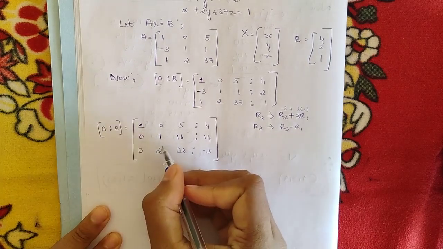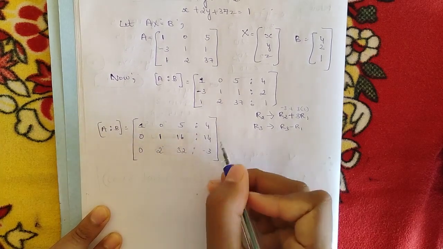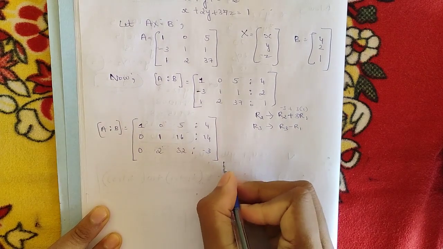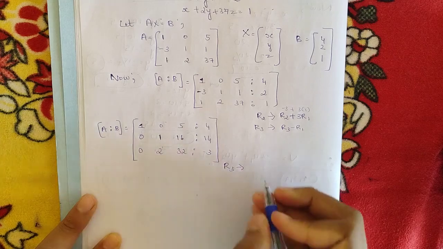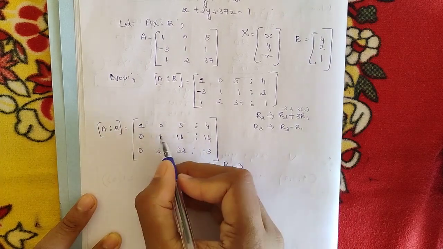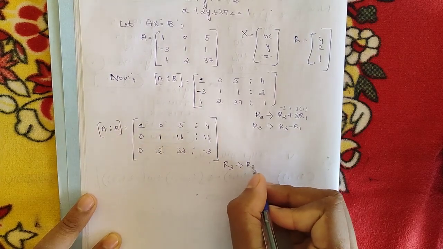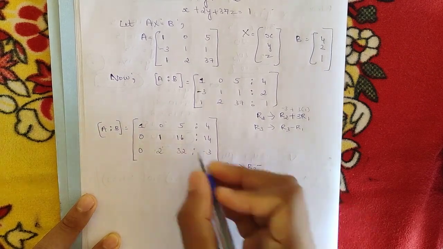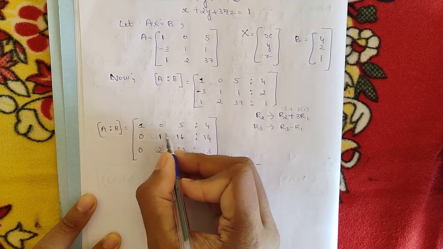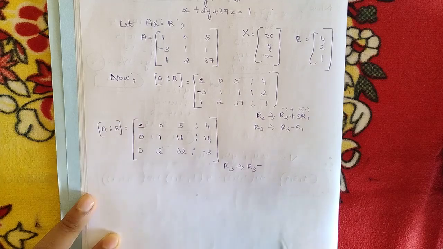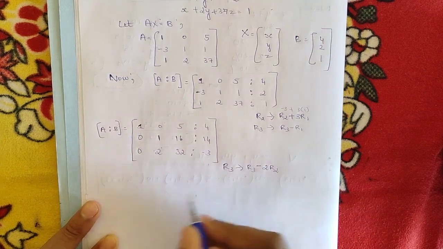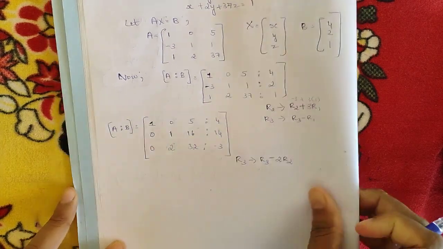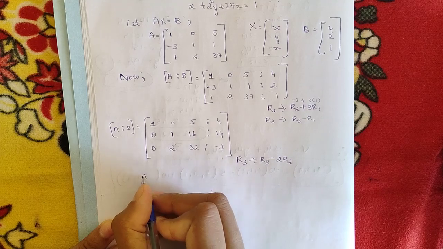Now for this, this element should be made 0 using the second row R2, right? So for R3, how could you make this 0? You could do it by using the second row and this element. If you multiply 1 with 2, we would be getting 2. Our goal is to make this term equal to 0, so we could use 2 times R2, and we would be getting this term equal to 0. So again, rewrite the matrix.